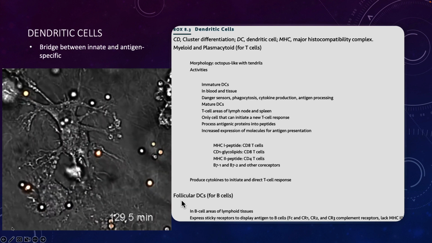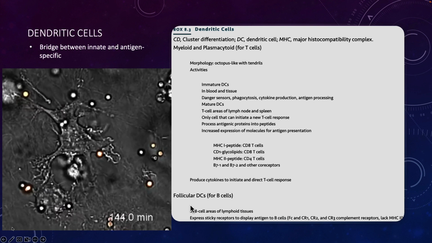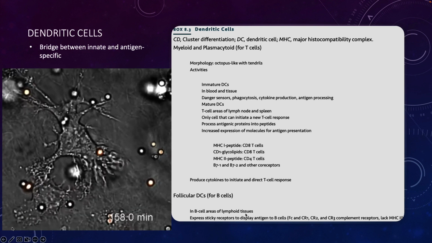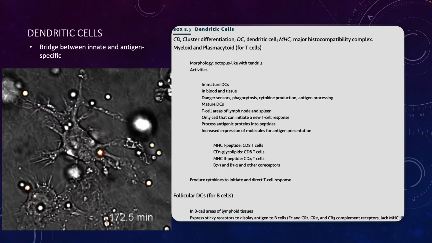In a different type of dendritic cell, a follicular dendritic cell, these are in those B cell areas of the lymphoid tissues, like those germinal centers I pointed out in the spleen or in the lymph nodes. These dendritic cells will present antigen to B cells, and that is what eventually will allow things like antibody production and differentiation into plasma cells.